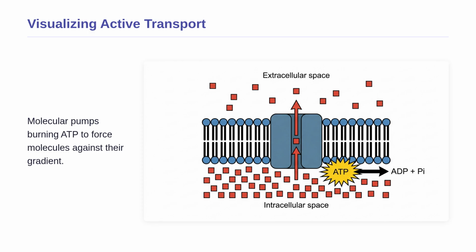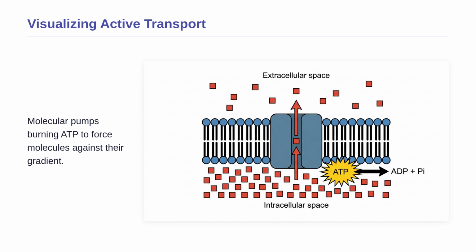Let us look at the physical machinery that performs the hard work we just calculated. In this diagram, you see the cell membrane with a specialized transmembrane protein acting as a pump. Notice the red square molecules. There are very few in the extracellular space at the top, but a massive stockpile in the intracellular space at the bottom. The pump is actively forcing more red squares upward from low to high concentration.